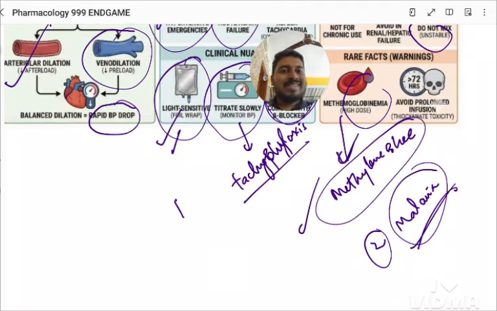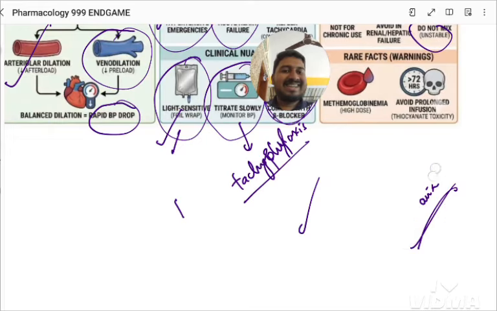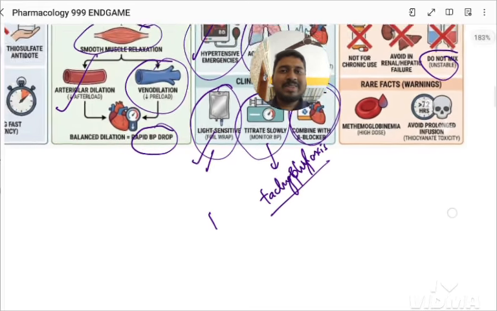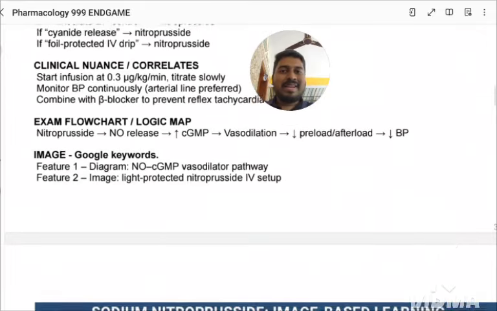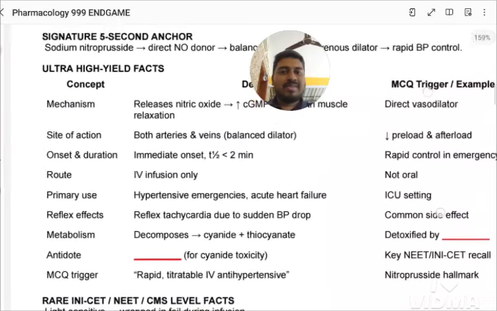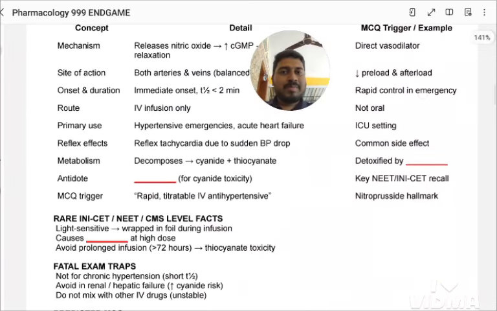So these are some clinically oriented things which you study here, but when you see them in actual practice, you'll be very happy. Okay, so we'll solve the questions quickly. For sodium nitroprusside, remember two side effects: one is cyanide toxicity, and second is methemoglobinemia. So what is the antidote?